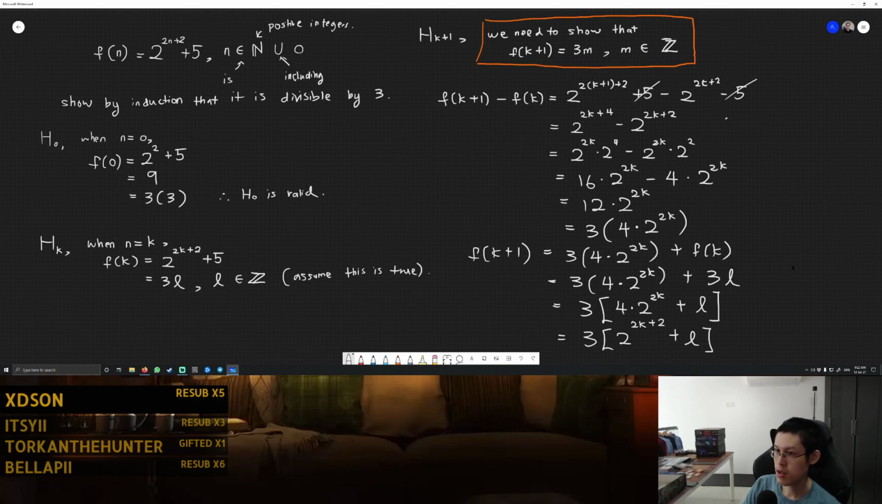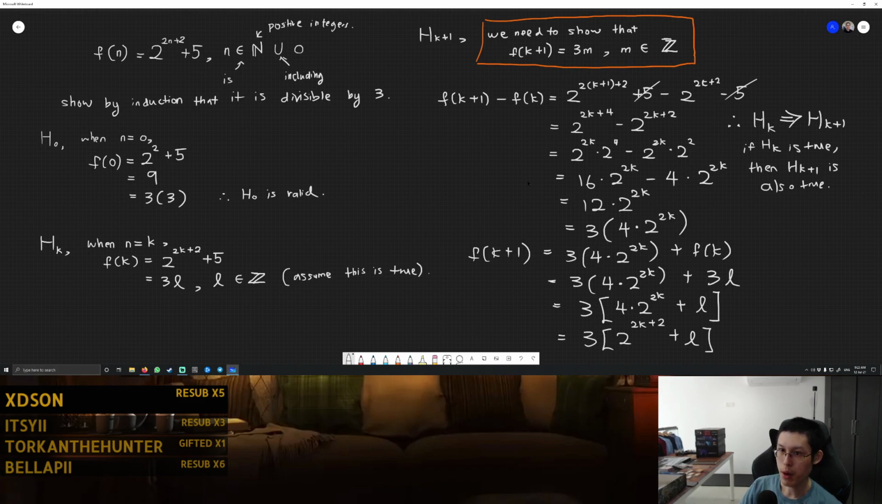So finally, you can say, hang on, let me just go back a bit. So having shown that f(k+1) is divisible by 3, we can actually say that H(k) is going to give us H(k+1). So basically this statement tells us that if H(k) is true, then H(k+1) is also true, as we have just shown right here. Okay, but this is assuming that H(k) is true.